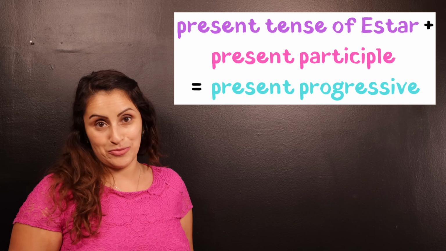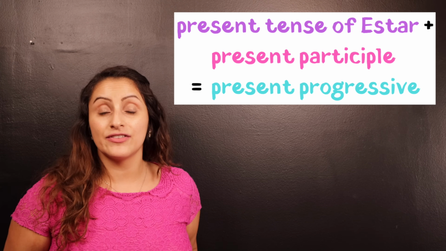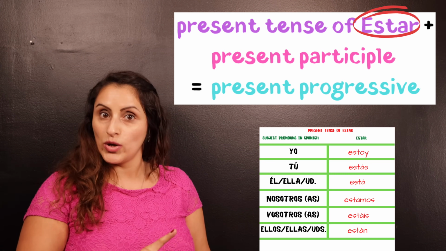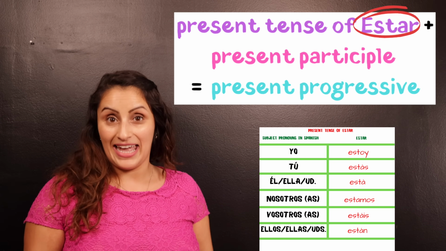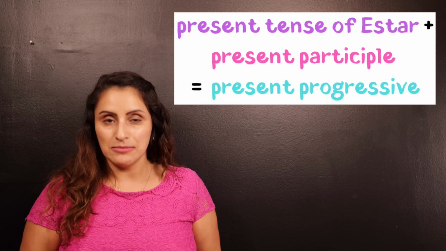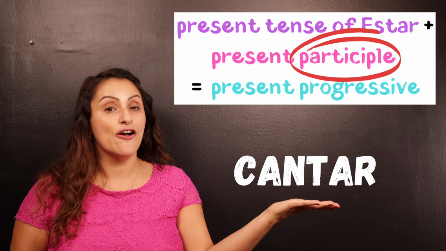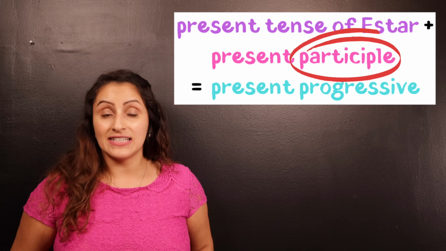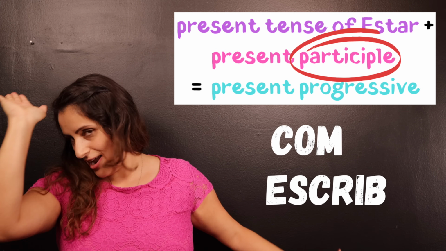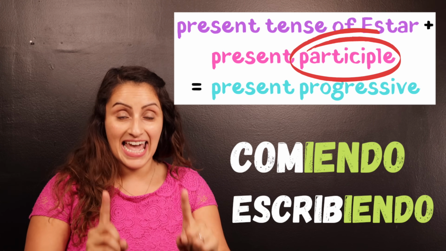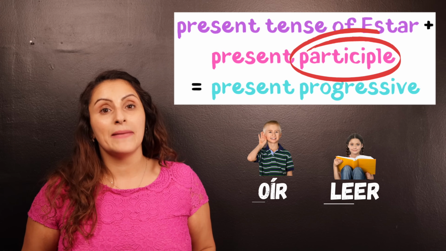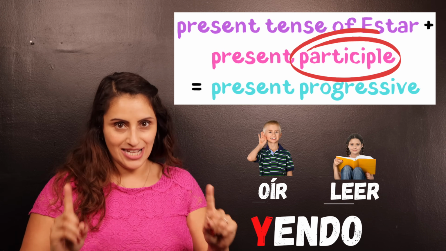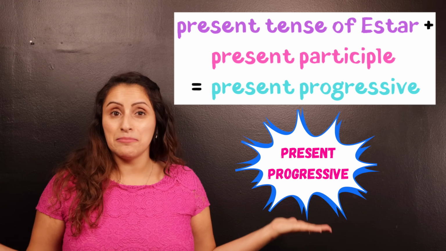One more time, remember that to talk about the things that are happening right now, we use this formula, where we use the present tense of the verb estar, which includes estoy, estás, está, estamos, estáis, and están, plus the present participle, which we basically take an AR verb, we get rid of the AR and we add ando, or if it's an ER or IR verb, get rid of the ER or IR and add yendo. Unless the stem ends in a vowel, then we add yendo. And that basically gives us the present progressive.